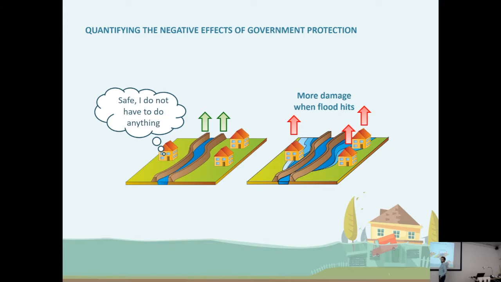It doesn't change the risk much because the vulnerability is reduced? So for risk, it doesn't make that much difference because the government is still offering protection, which is reducing a lot of the risk. But for the event that overtops the dike, there will be more impact because more people moved in. Okay. Yeah.